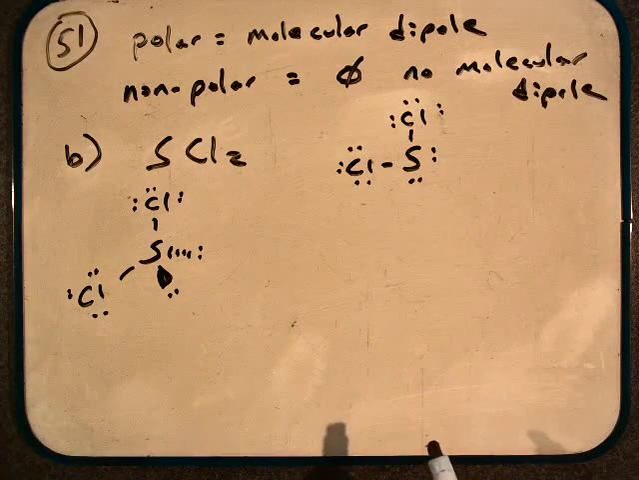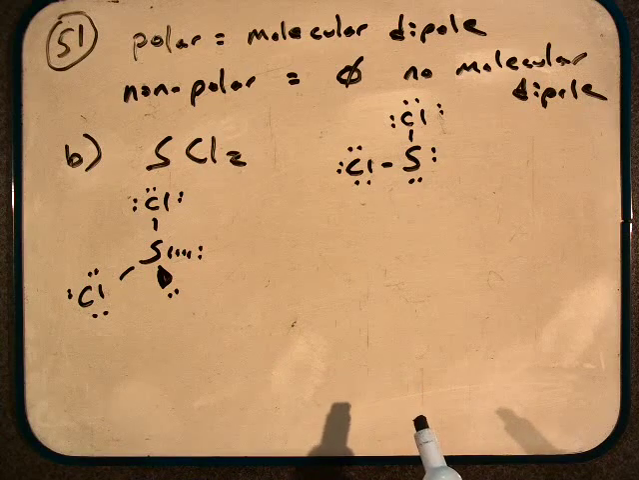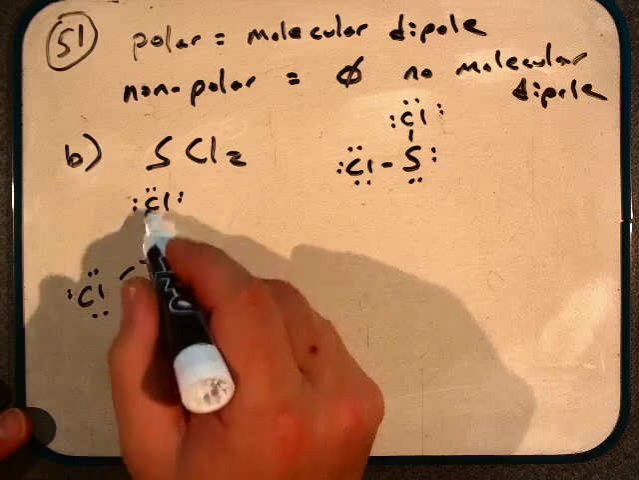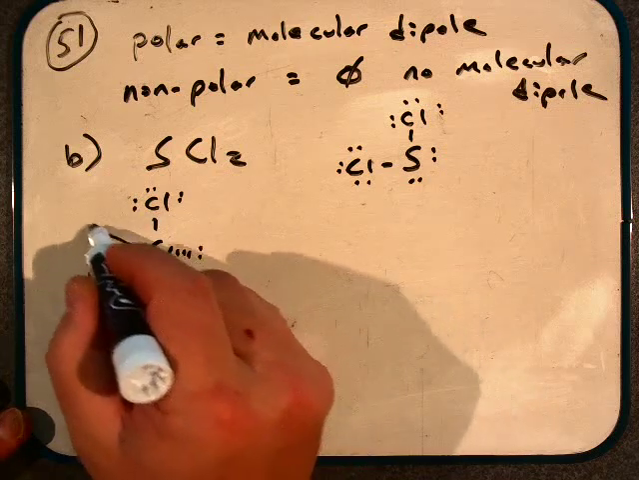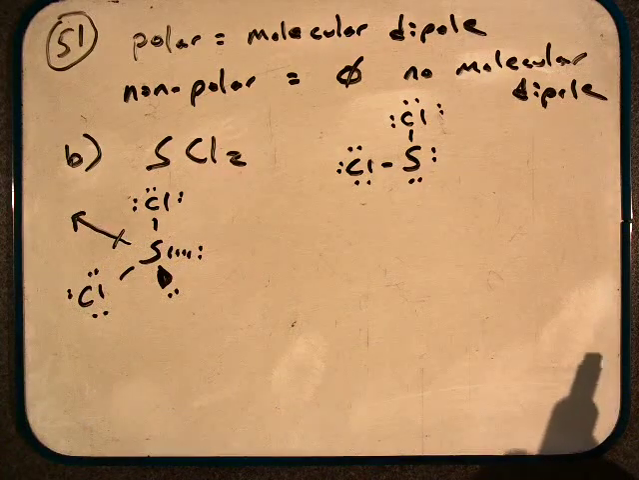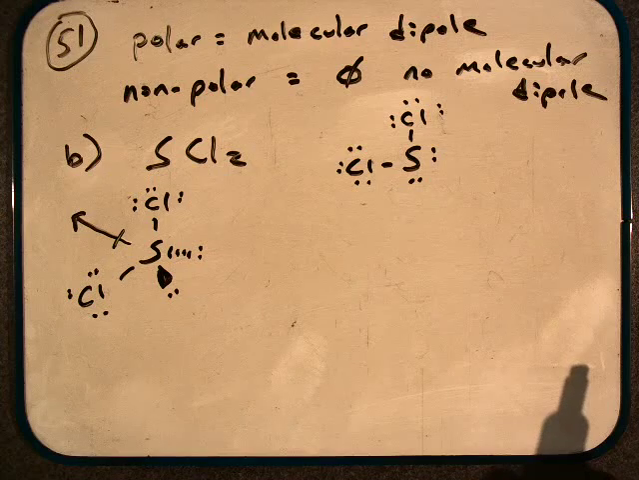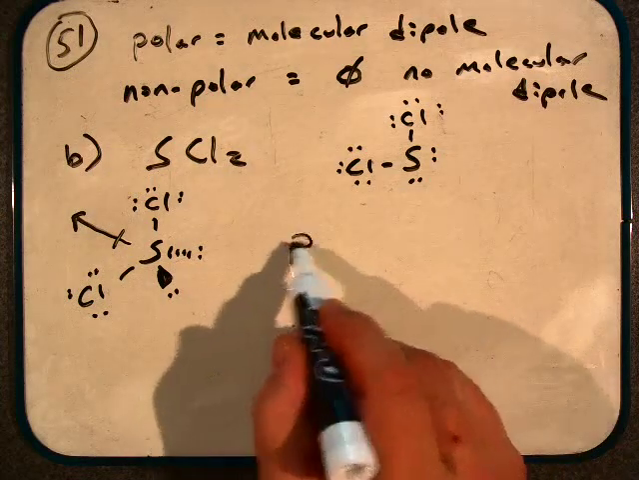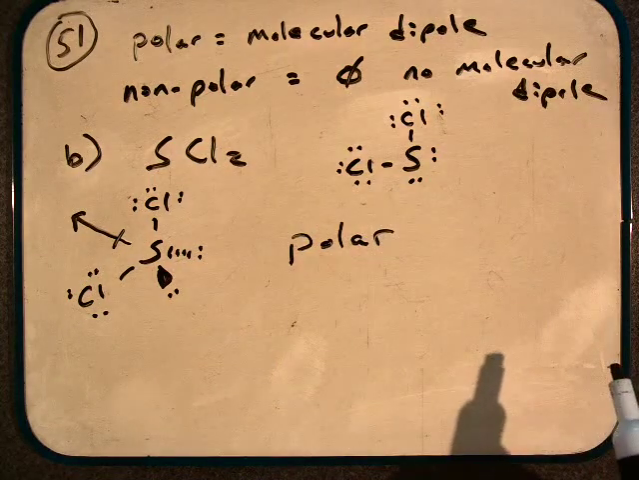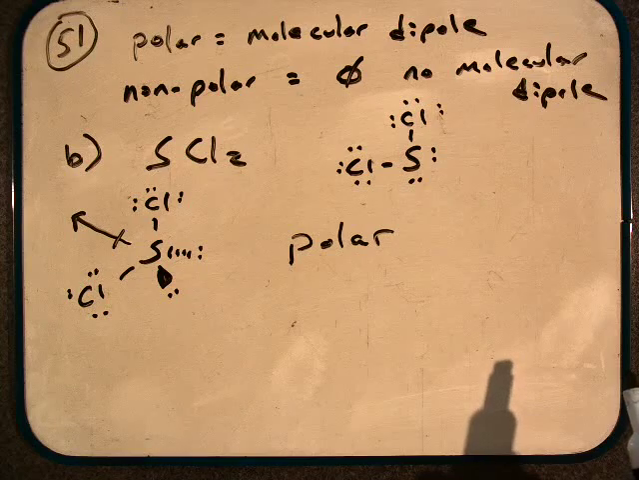So we end up with this type of structure. The molecular shape would be bent, and we have 2 bond dipoles going down the sulfur chlorine bonds, and so the net then is a molecular dipole pointing up and to the left, as I've shown with the arrow. And so since this has a molecular dipole, this is also an example of a polar molecule.